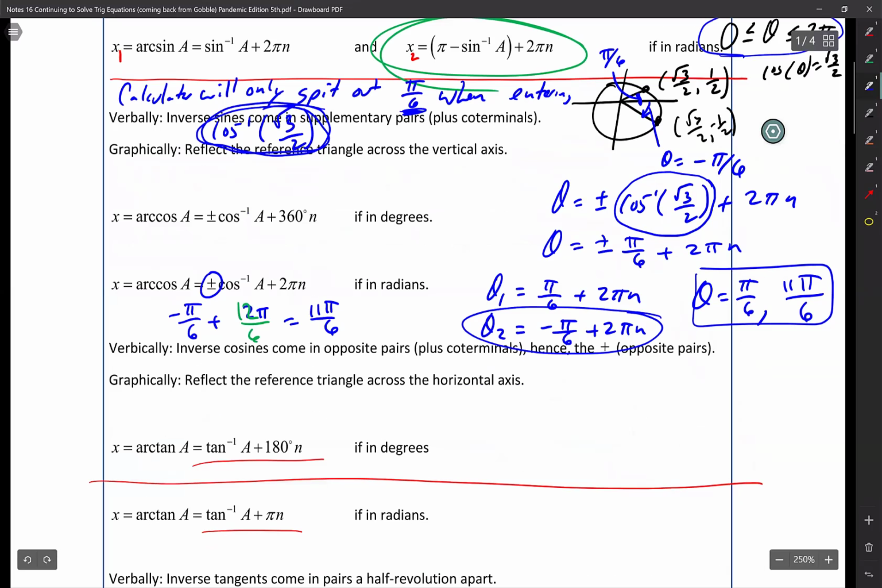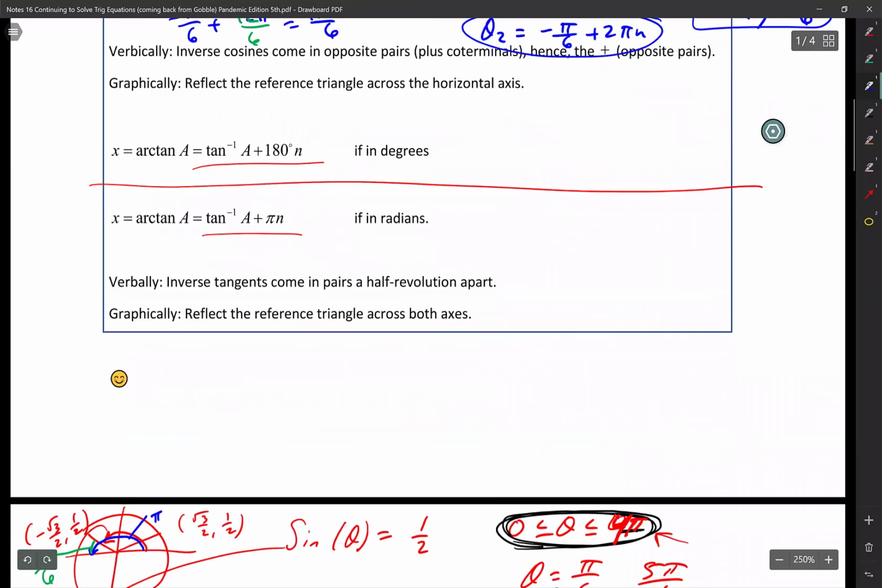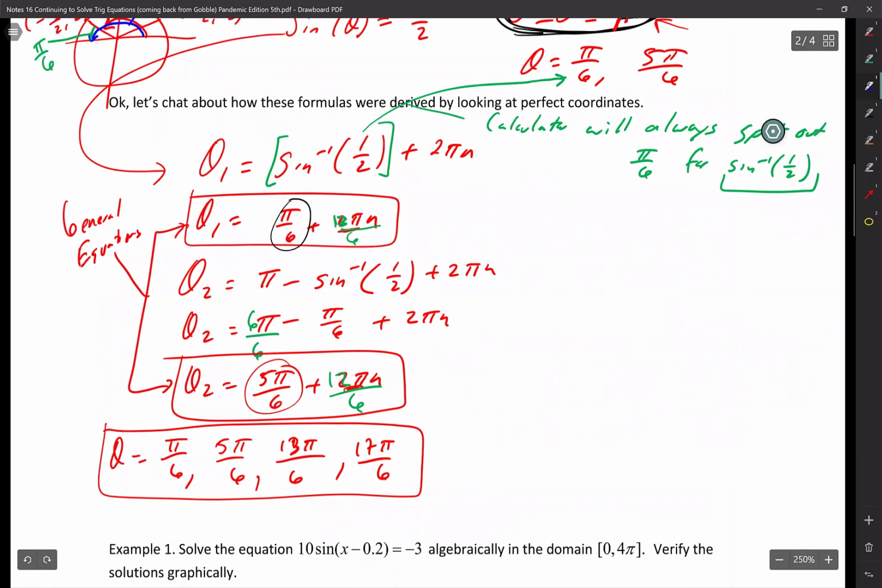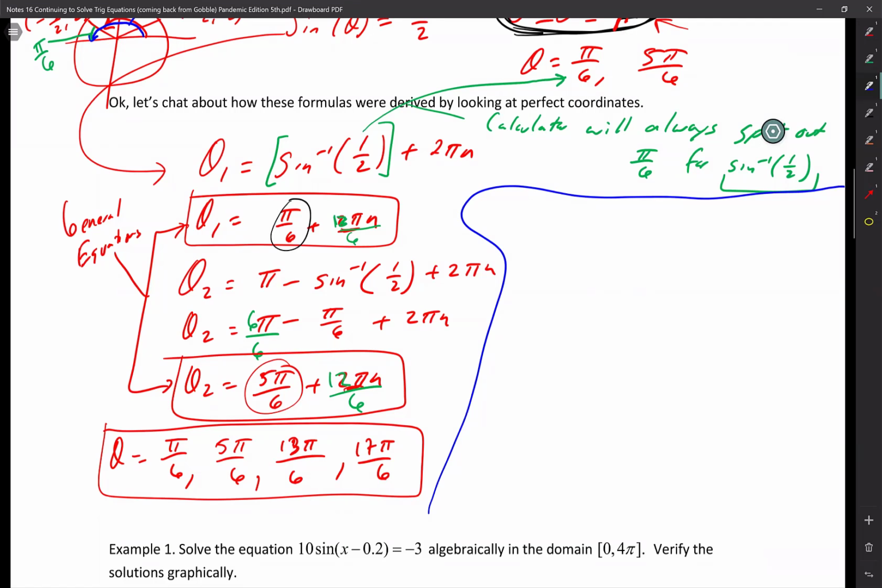Cool? Or not cool, guys? Cool. Okay, cool. All right, last but definitely not least, the tan.